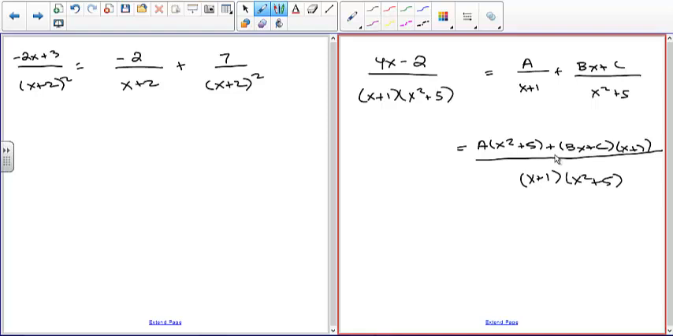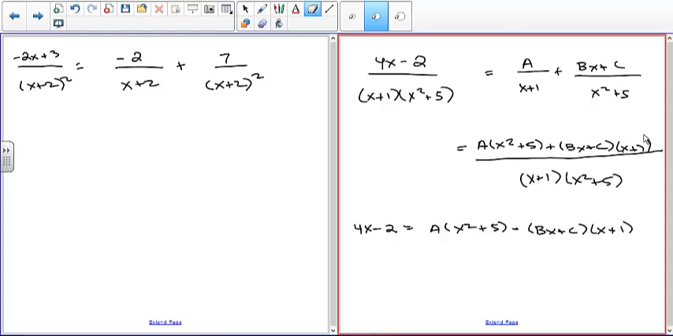Now, the question is, what is the question? I don't know if there is a question. We're just going to do it. So what we get is 4x minus 2 is equal to a times x squared plus 5 plus bx plus c times x plus 1. It looks kind of like a 7, but it's not. It's a 1.